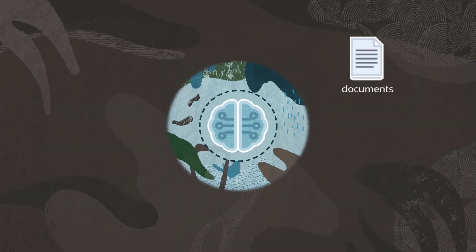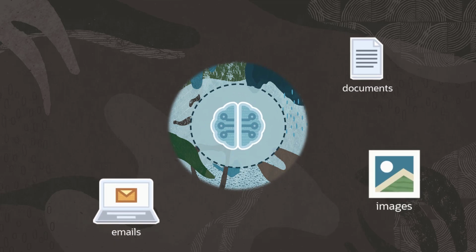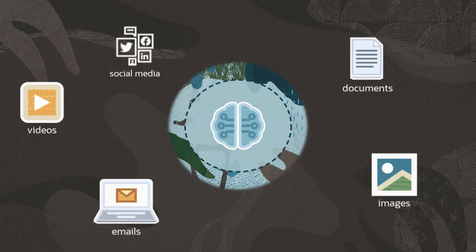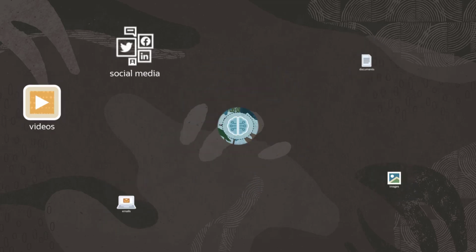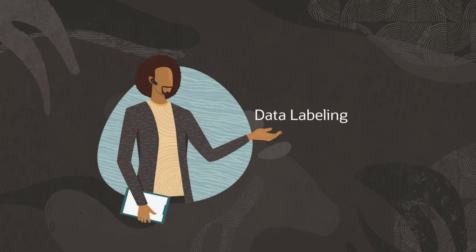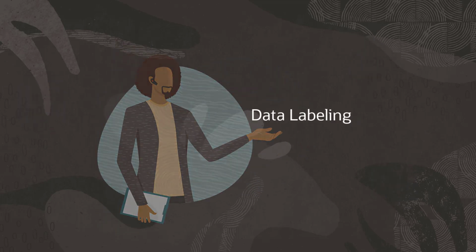Data labeling is an important first step in building artificial intelligence or machine learning models with the different forms of data available today. And OCI data labeling helps you do just that. Now go and try it for yourself.